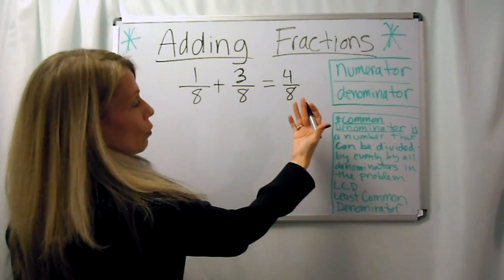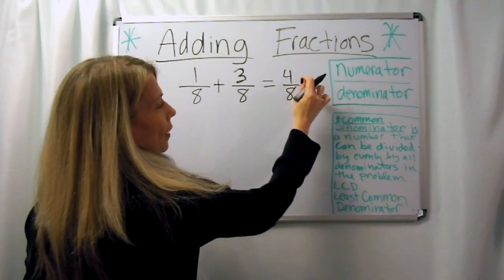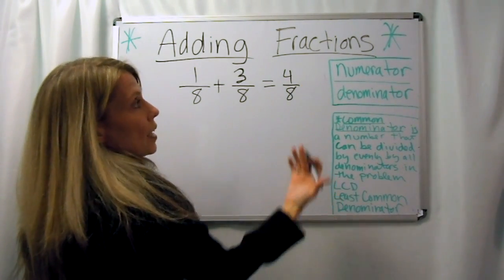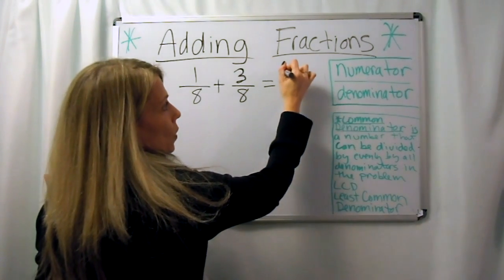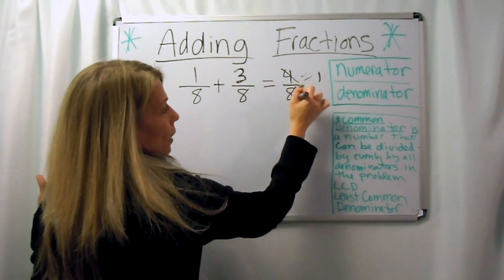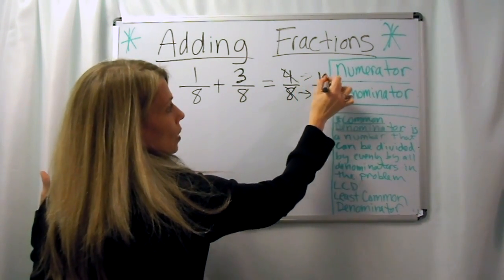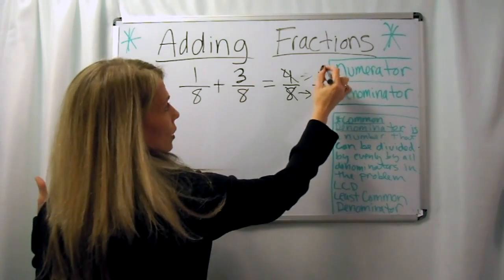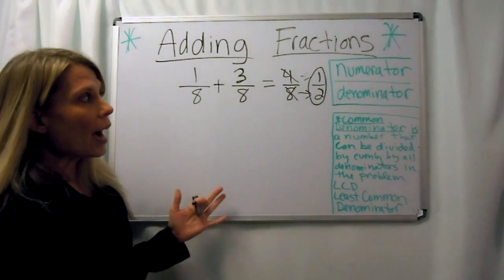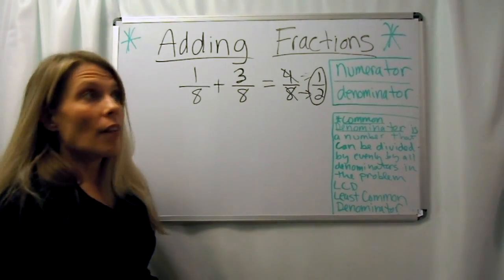So to reduce a fraction, you ask yourself what is the largest number that the numerator and the denominator can be divided by. In this case it's 4. So when we divide the top by 4, we get 1, and when we divide the bottom by 4, we get 2. So our final answer is actually going to be 1/2. Okay, so now let's take a look at a situation where the denominators are not the same.